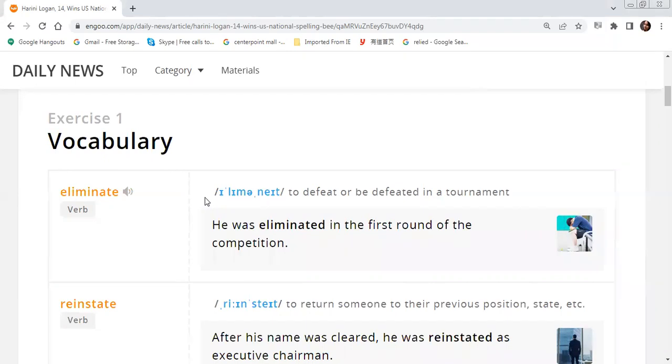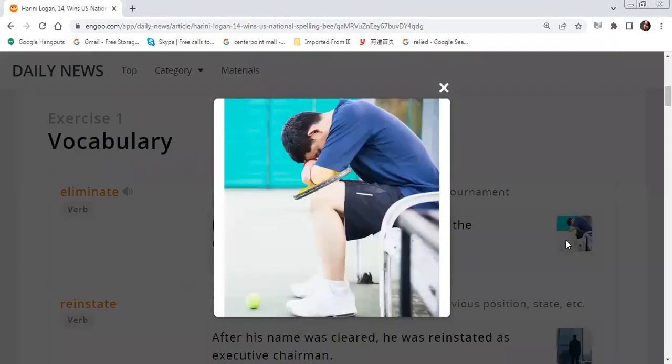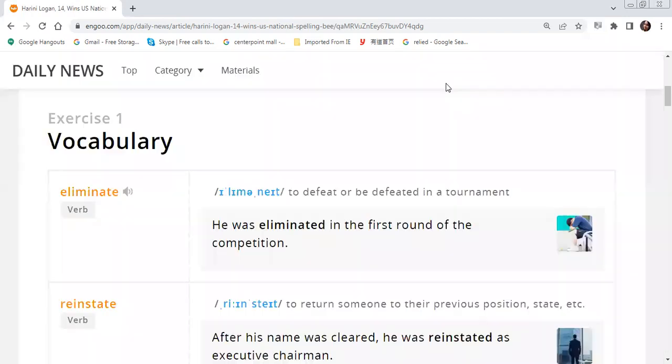The definition of eliminate is to defeat or be defeated in a tournament. Our example says he was eliminated in the first round of the competition. And we can see here the photo of the man who was eliminated in the first round of the competition.